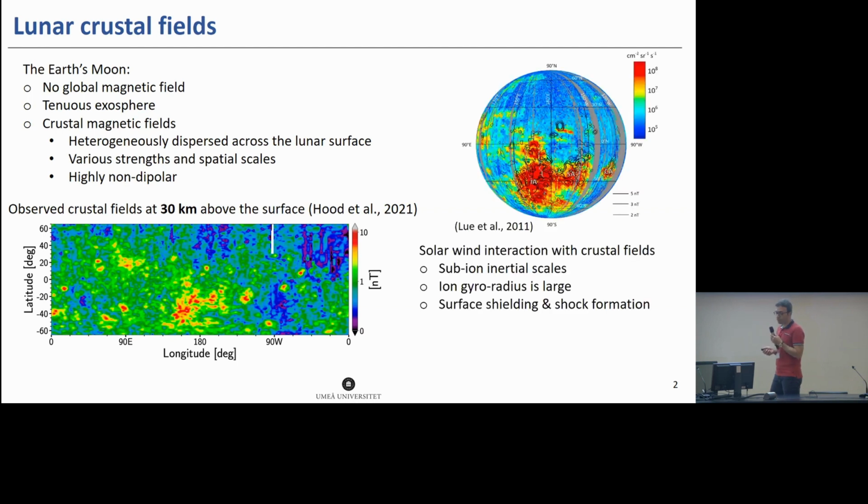So it's extremely important that the solar wind interaction with crustal fields creates very fundamental plasma physics, because the interaction in general occurs at sub-ion inertial length scales due to the small scale of the crustal magnetic fields compared to the characteristic length scales of plasma. For example, the ion gyro radius is extremely large compared to the spatial scales of these crustal fields. Nevertheless, the strength of fields is large enough to create surface shielding, and even a shock formation has been observed recently.